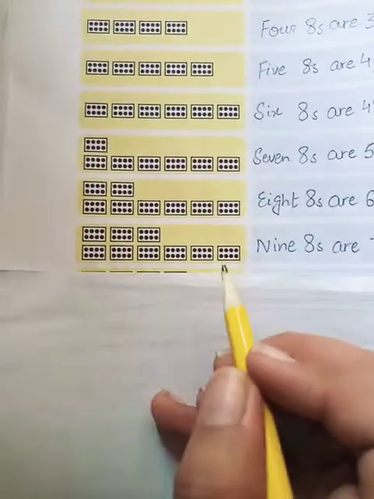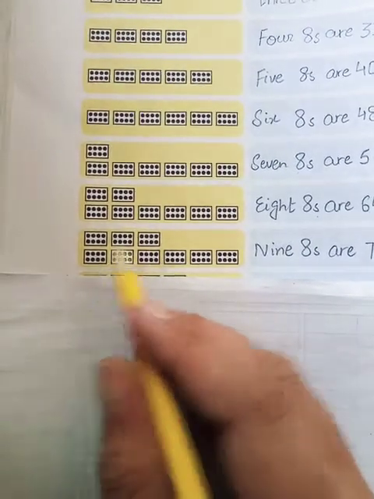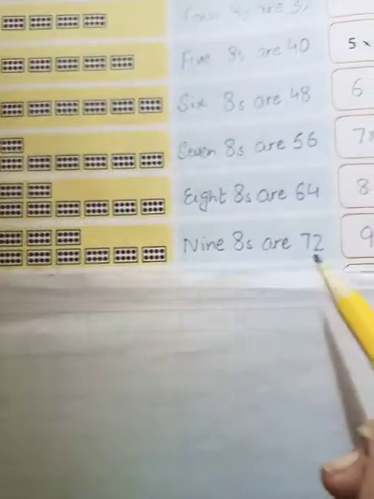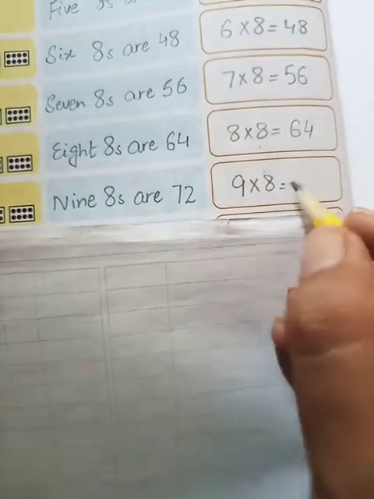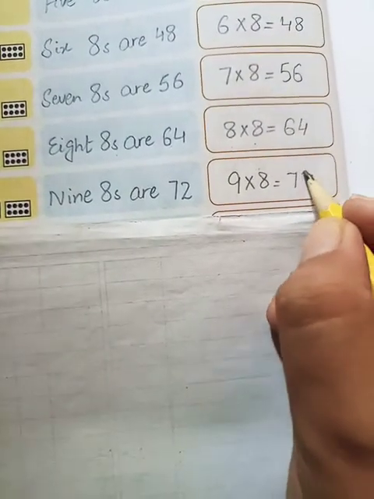Okay students, in the next we have the 9 sets. 1, 2, 3, 4, 5, 6, 7, 8 and 9. 9 8s are 72. That is written as 9 multiplied by 8 and answer is 72.